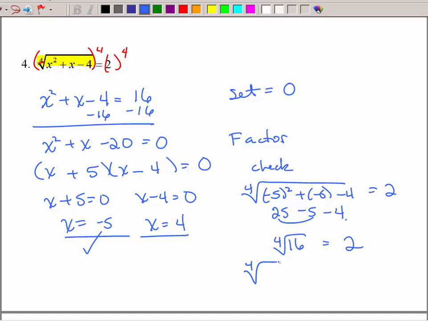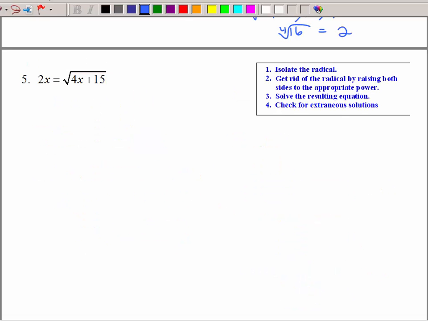All right, now I need to check the 4. So I have the fourth root of 4 squared plus 4 minus 4. Well, plus 4 and minus 4 is 0. 4 squared is 16, and that equals 2. So again, both are keepers. This time you notice we have x's on both sides, but the good news is the radical is still by itself, so we've already isolated it.